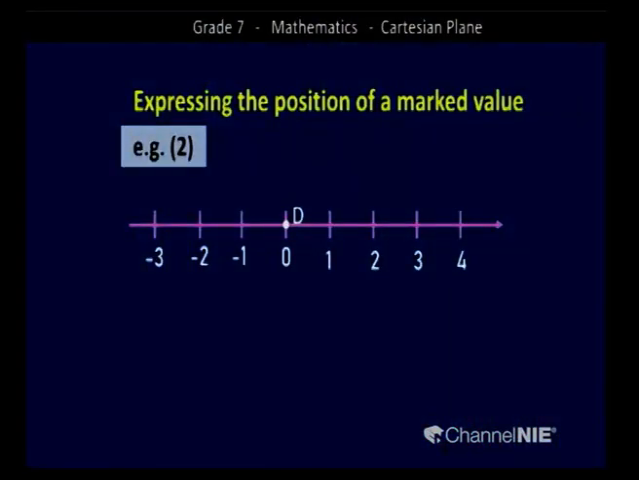I am going to give you another question. So, try to find the answer before me. Right, here I have marked point D on this number line. So, look at point D. Where is it? Is it in the positive direction of the number line? No, it is not. Then is it in the negative direction of the number line? Once again, it is not. So, where is it? It is exactly on 0. Therefore, we can say the letter D indicates 0.